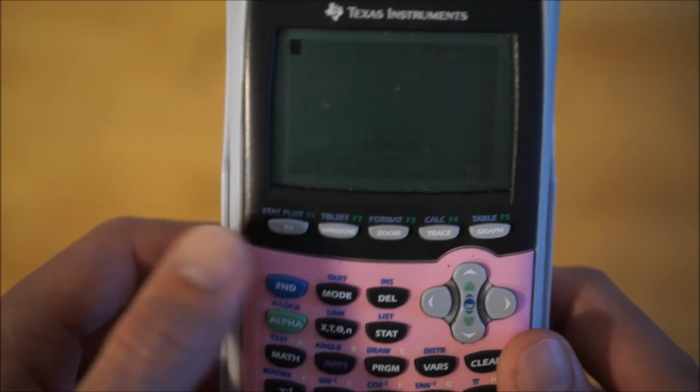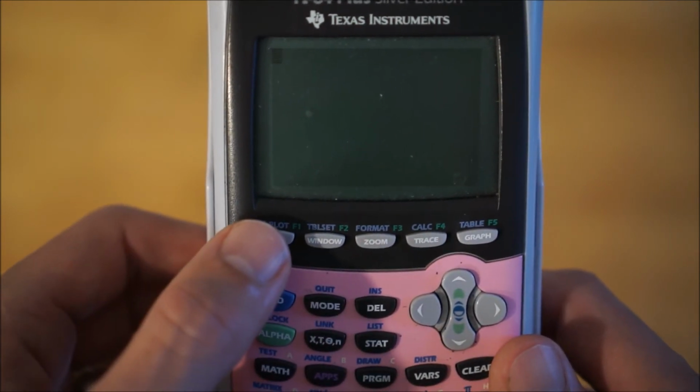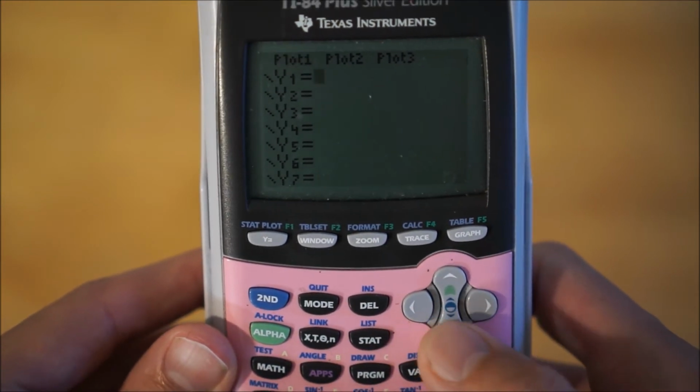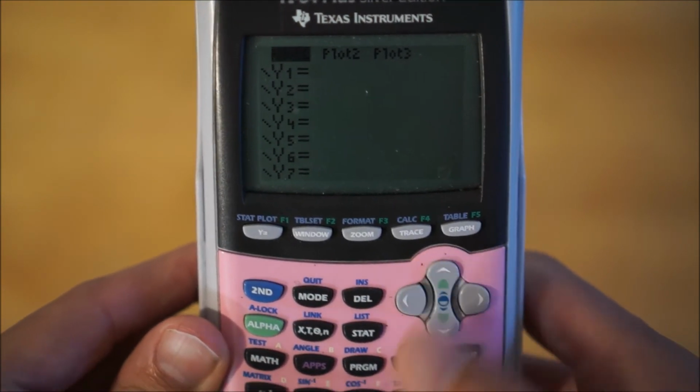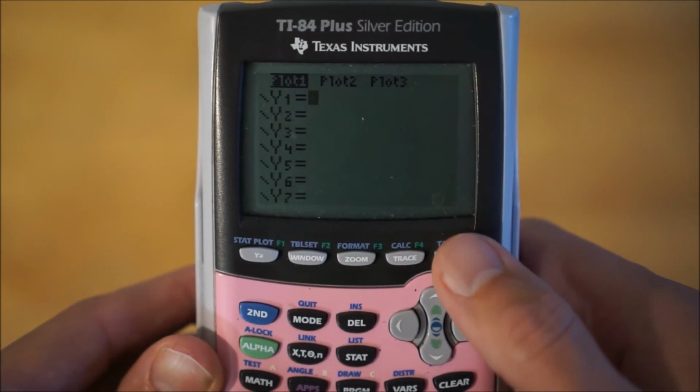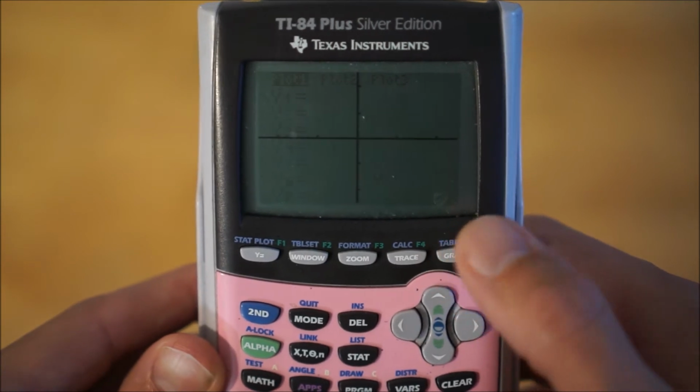Okay, so now that we have this data in here, we can go to second and quit, go to y equals, and then you want to make sure that this little plot here is highlighted. If it's not highlighted, go up, click enter, and make sure it's highlighted. That's going to plot your points. So let's go ahead and do that. We're going to hit graph.